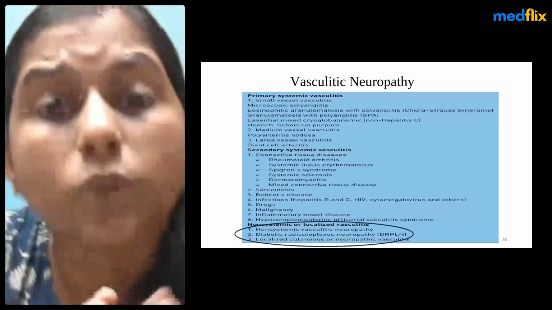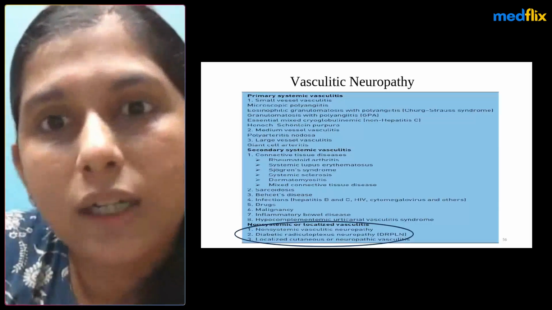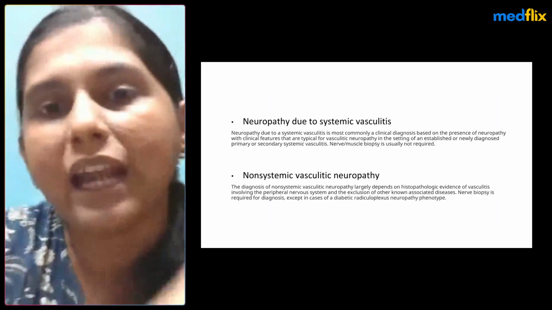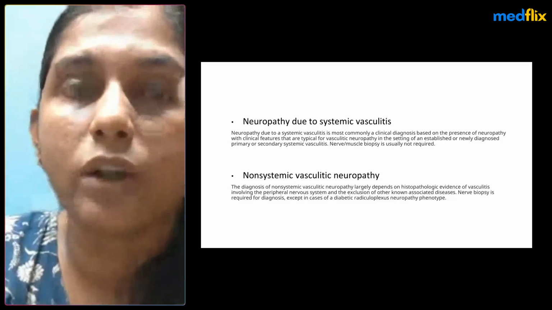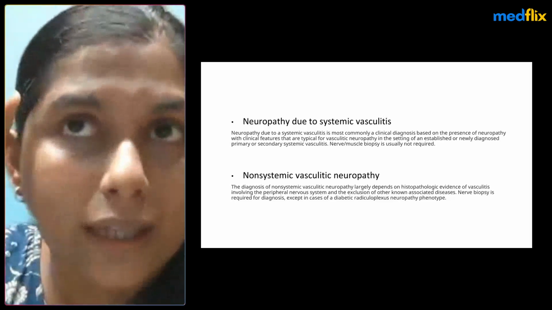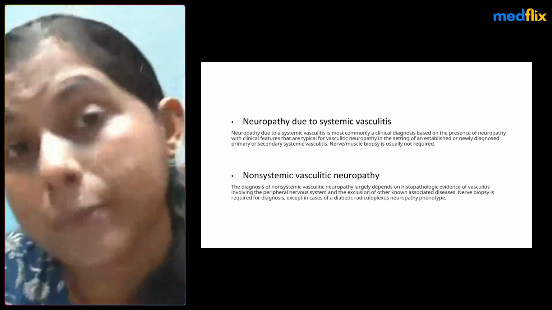And then coming to vasculitic neuropathy. What we need to understand about vasculitic neuropathy is that we can have neuropathy due to systemic vasculitis, so neuropathy in the context of RA, neuropathy in the context of established Sjogren's, or we can have non-systemic vasculitic neuropathy.